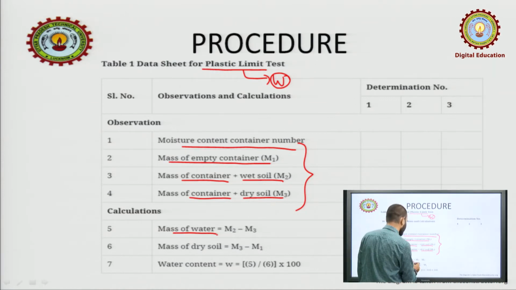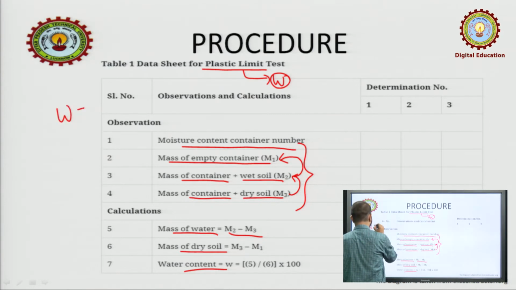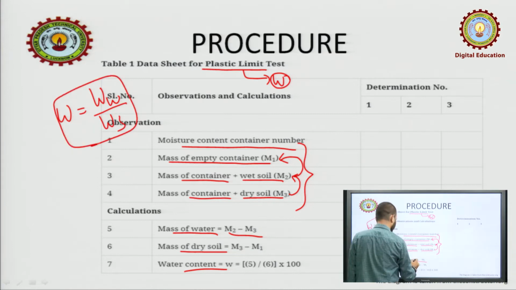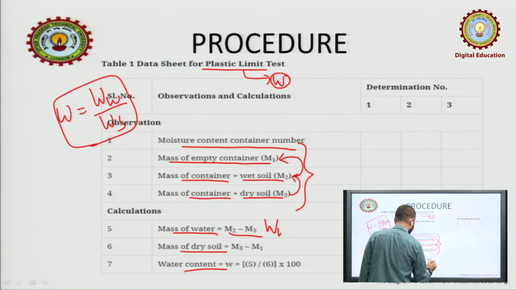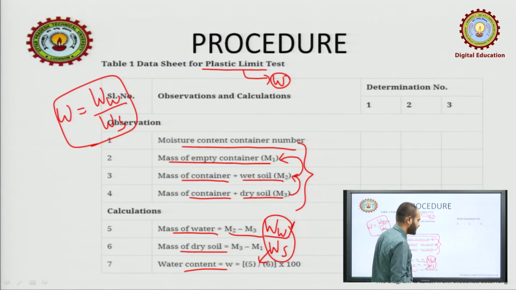So, what will be the mass of water? That will be this minus this. And the mass of dry soil, this minus this. What is water content? If you remember the formula, water content is WW upon WS. Here we have WW and this is WS. So, this upon this will give you the water content, and this will give you the plastic limit.